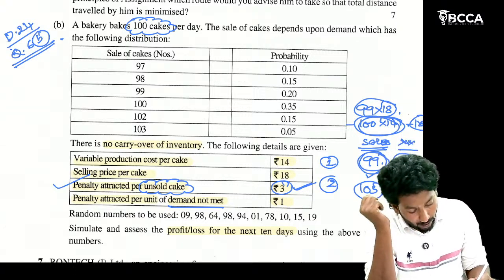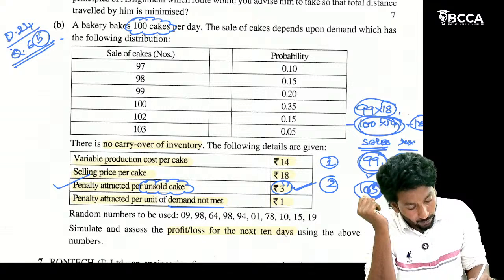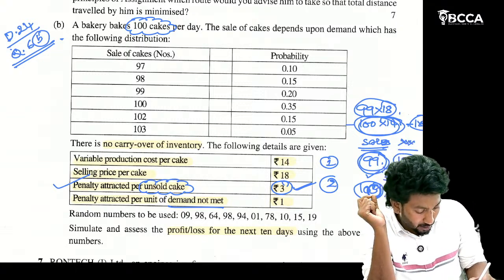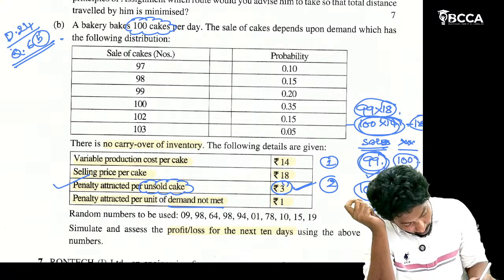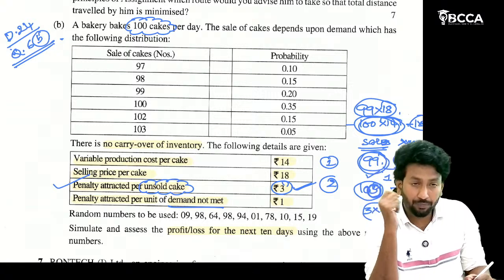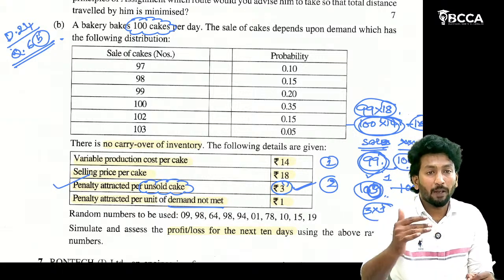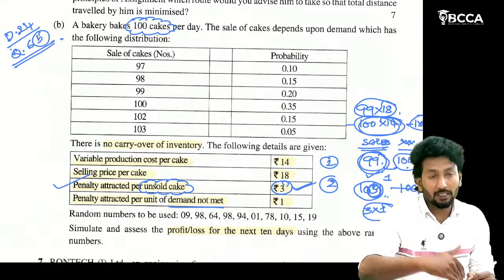Penalty is 1 rupee for each 3 units. For 3 units demand cannot be met, right? So that's why for each unit of 3, 1 rupee is the cost. That is the penalty. Sales value minus variable cost minus this penalty.